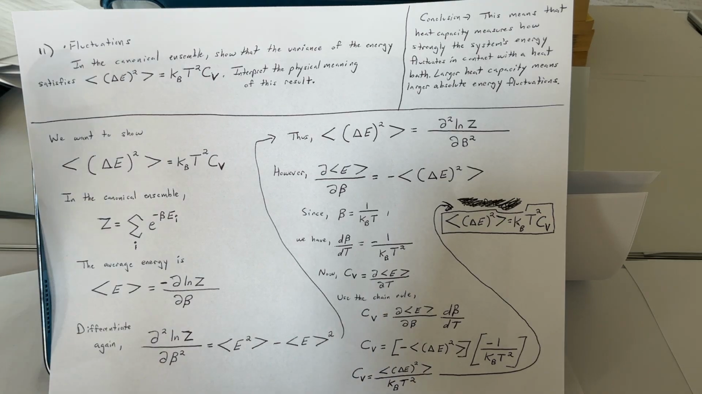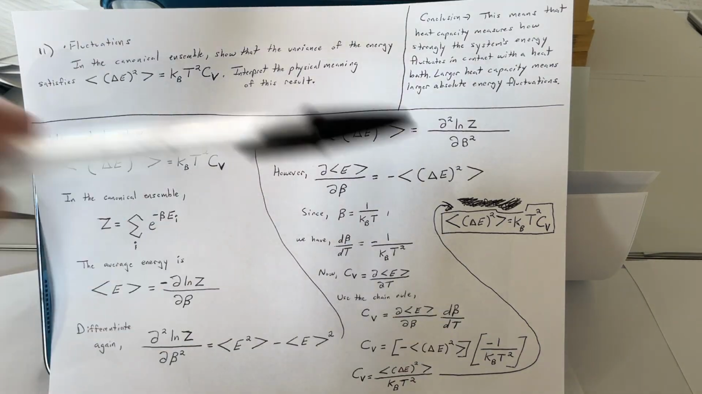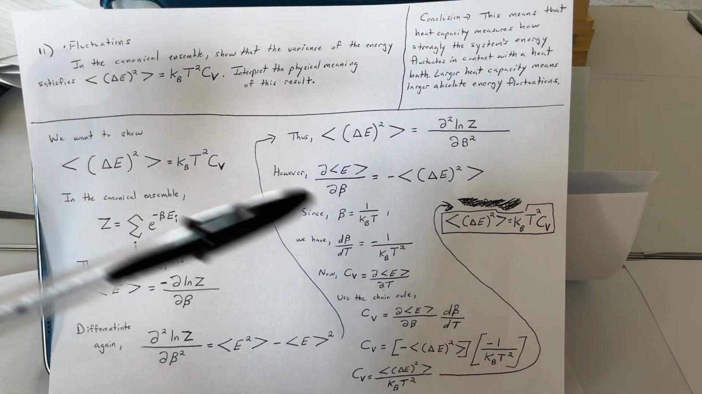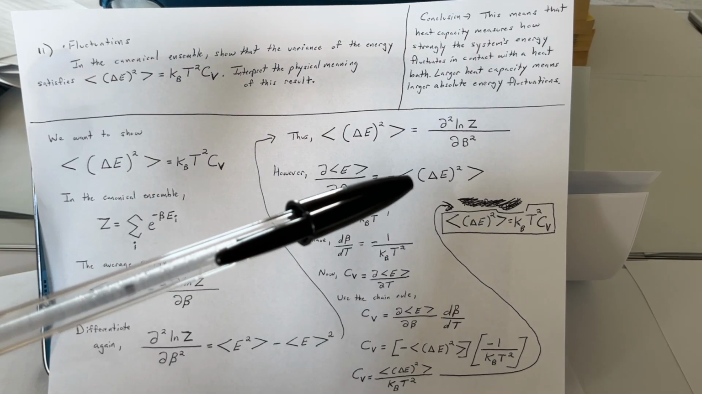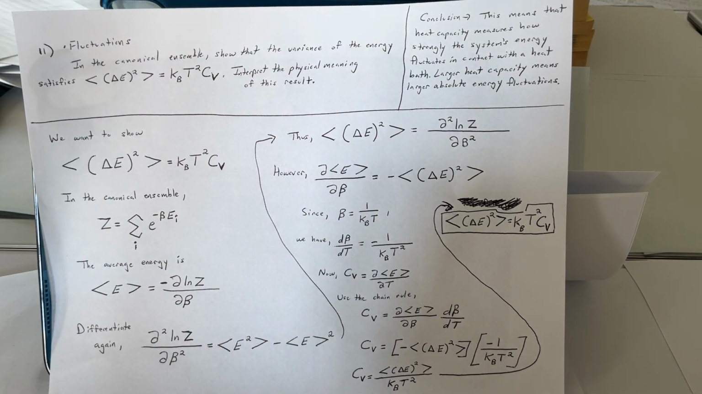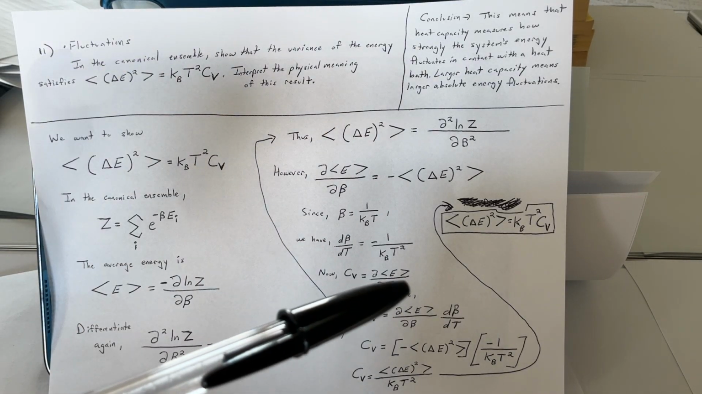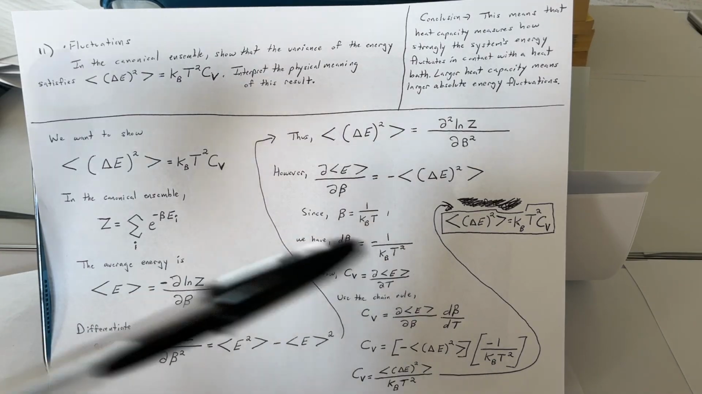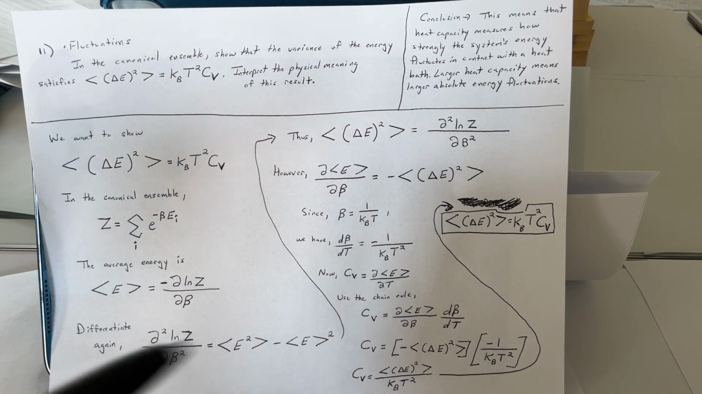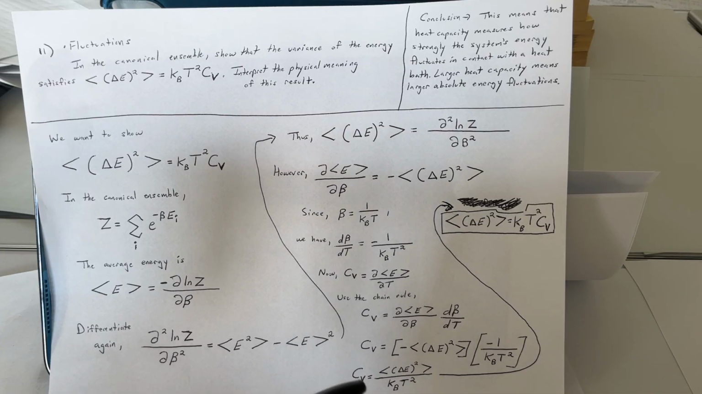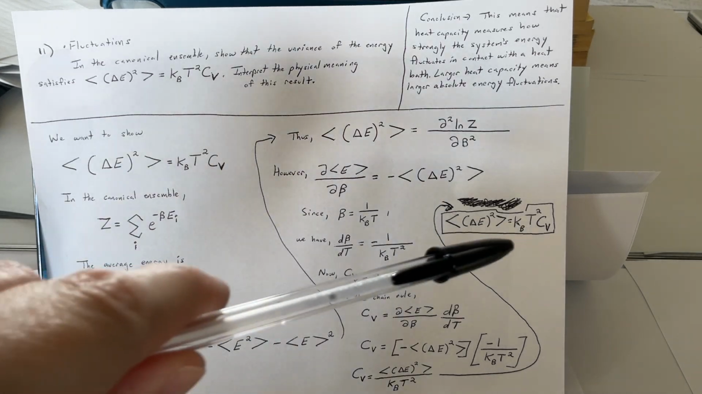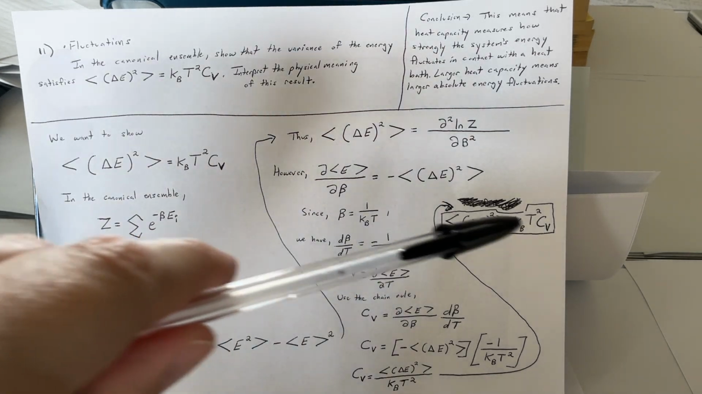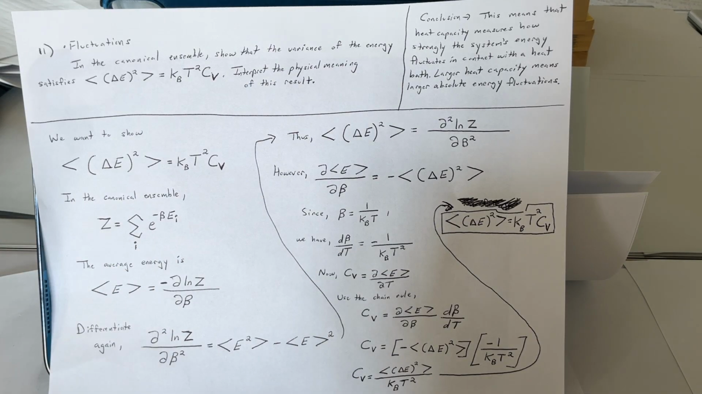So we're just substituting here, right? We already found this, just substituting here and here. And we get C_V is delta E squared over k_B T squared. The negatives cancel out, right? And here's our final answer for the mathematical component of this.